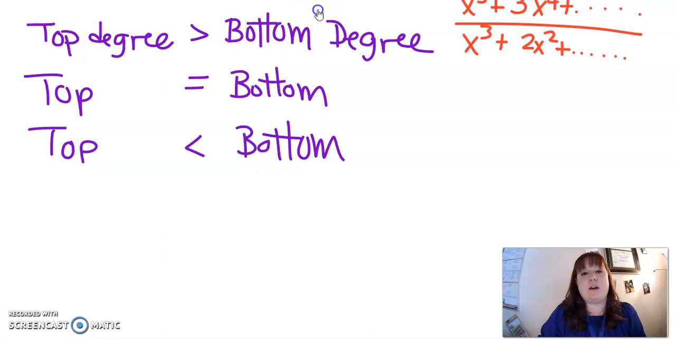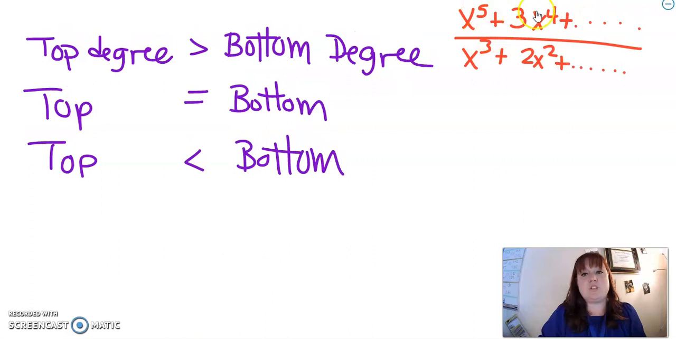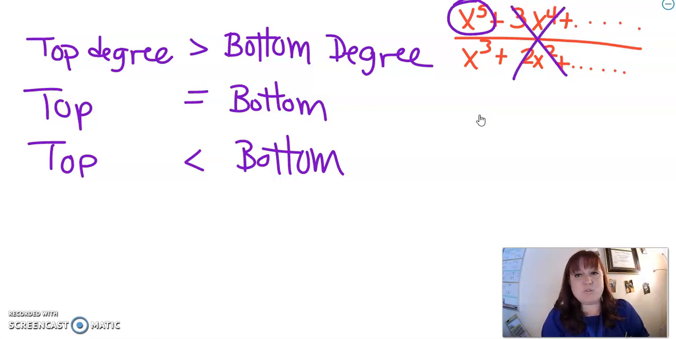let me move this up for you. When we have a huge number, we raise it to the 5th power, and then we add all these other huge numbers, these numbers don't matter, right? This is the one that takes over. This is the main one. So if the top degree of our function is bigger than the bottom degree, this one grows so fast that none of this matters, and it gets bigger and bigger and bigger, and this x to the 3rd on the bottom can't keep up.